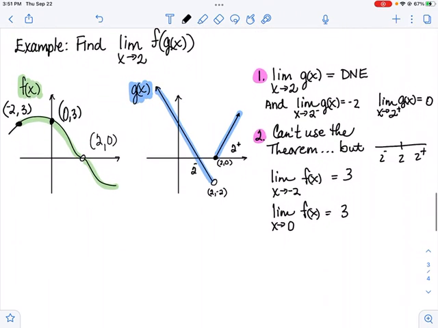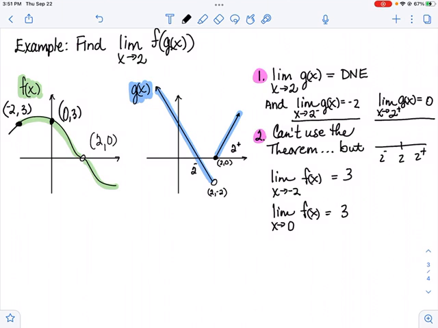The next thing I'm going to do is look at the left and the right-hand limits of g of x. That's kind of what we said today: g of x is not continuous. So we're going to do a left-hand and a right-hand limit of g of x in this case. So we take the left and the right, and we get the respective limits here.